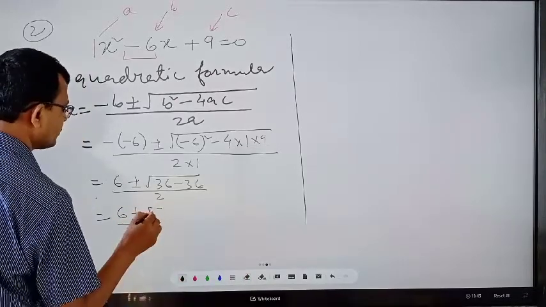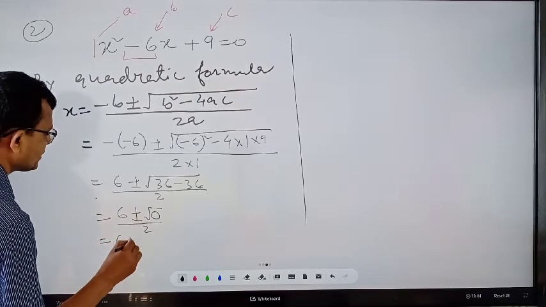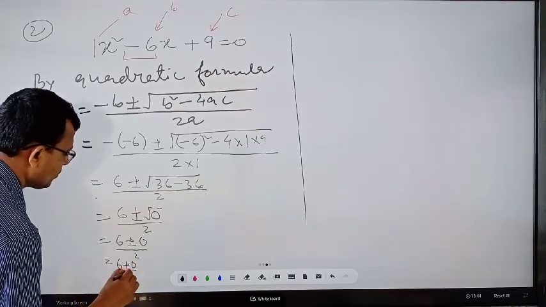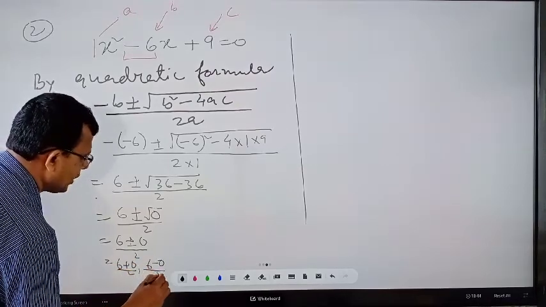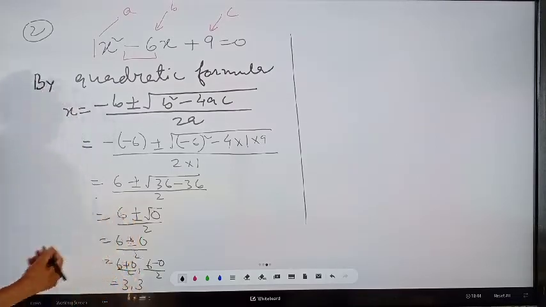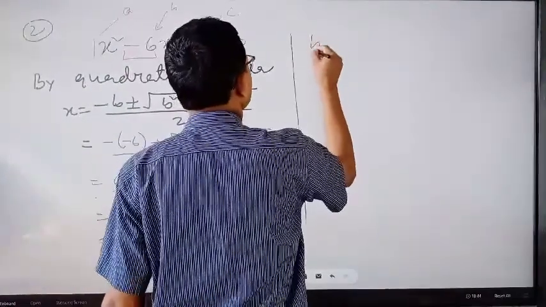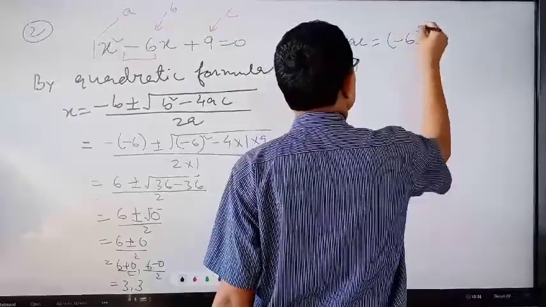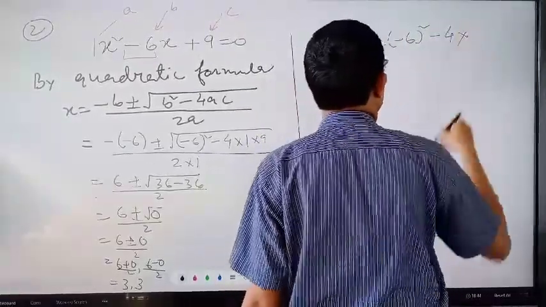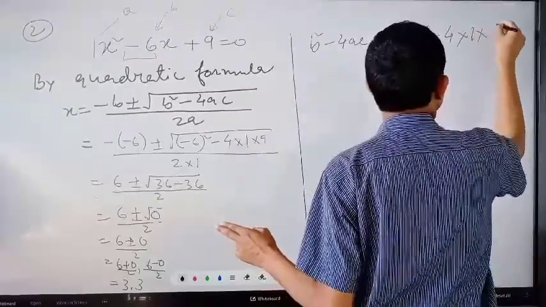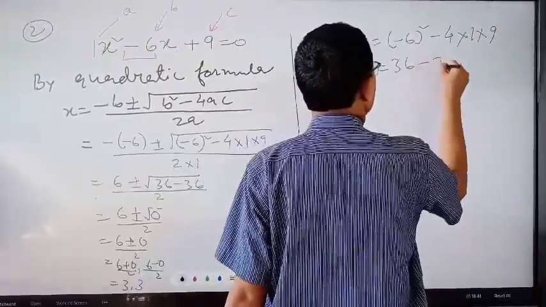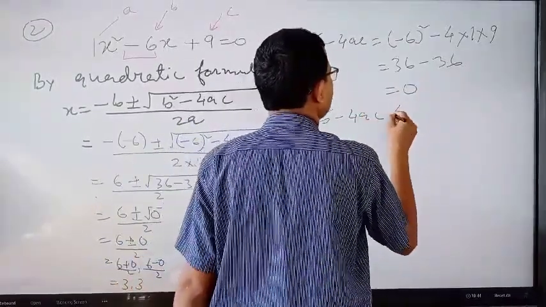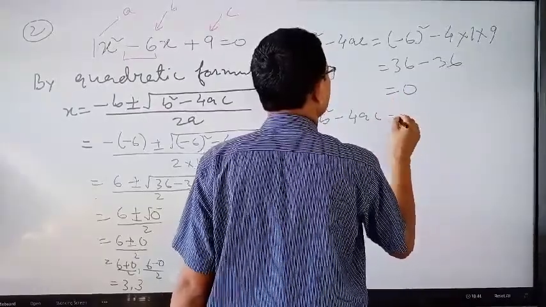Root of 0 is 0. So 6 plus 0 by 2 and 6 minus 0 by 2. These are 3 and 3. Now let us see what b square minus 4ac is equal to. B square is minus 6 square, minus 4 into a is 1, c is equal to 9. So 36 minus 36 is equal to 0. Therefore, b square minus 4ac is equal to 0.